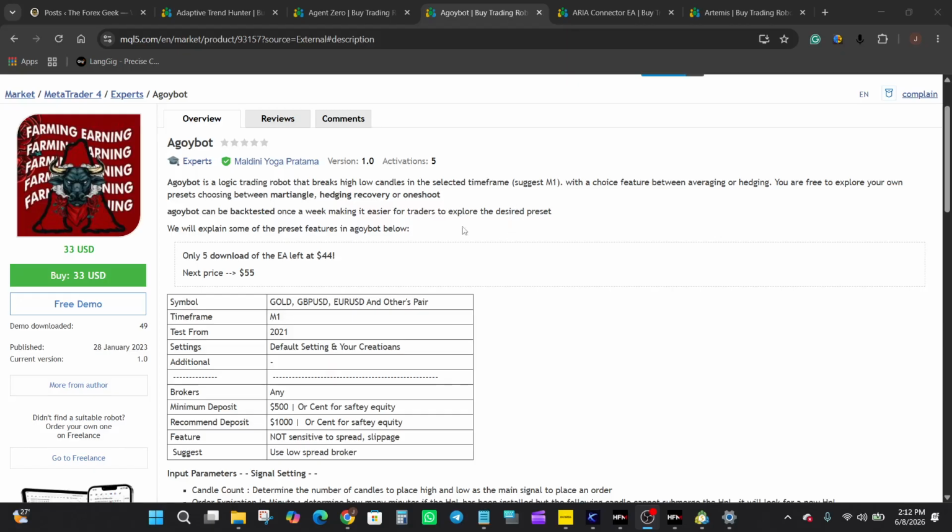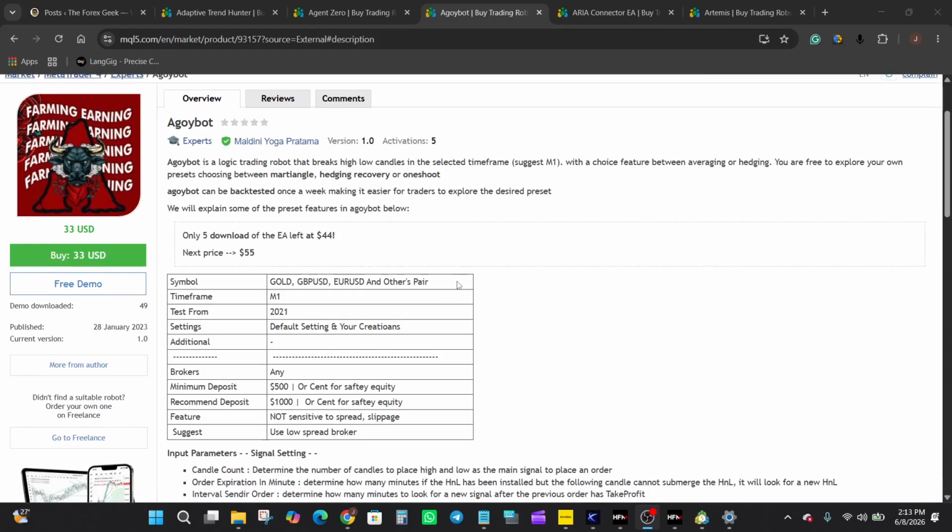So here we are on the MQL5 Marketplace page. This EA is called Agoybot, developed by Maldini Yoga Pratama, and it's currently priced at 33 US dollars. The version listed here is 1.0, and it shows 5 activations available. From what I can see here, this is an expert advisor designed for MetaTrader 4. There is no mention of MT5 compatibility in the listing. So I'll be focusing entirely on the MT4 version in this review.